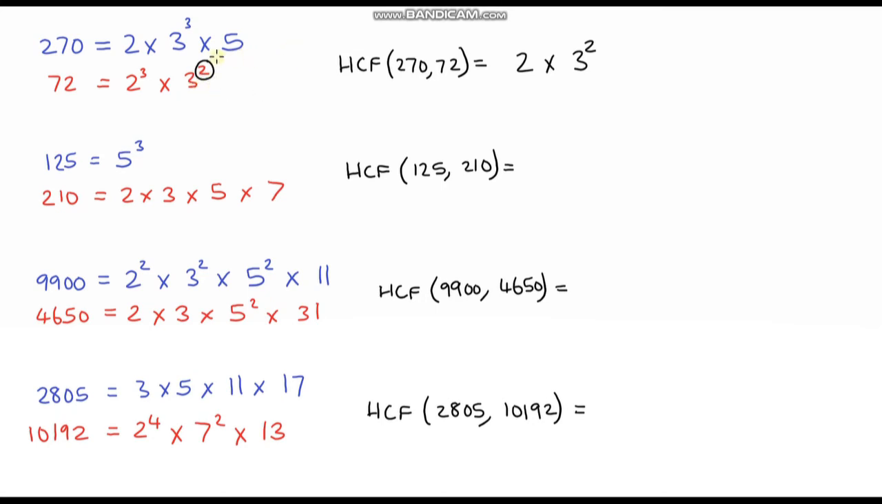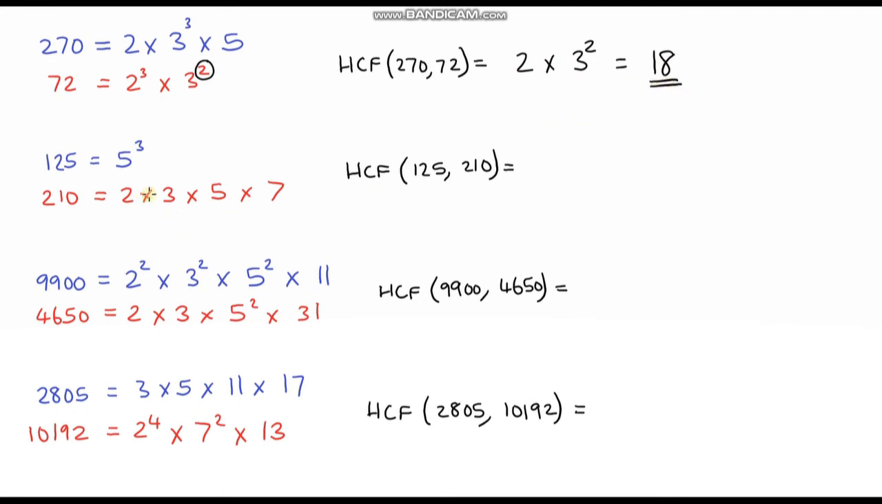Now, let's move on to the 5's. Well, we've got a 5 here as a factor of 270, but it's not a factor of 72, so we can't use any 5's. So we are done. This is the highest common factor, 2 times 3 squared. Now we just need to evaluate what that actually is. Well, 3 squared is 9. 9 times 2 is 18. So our highest common factor is 18.